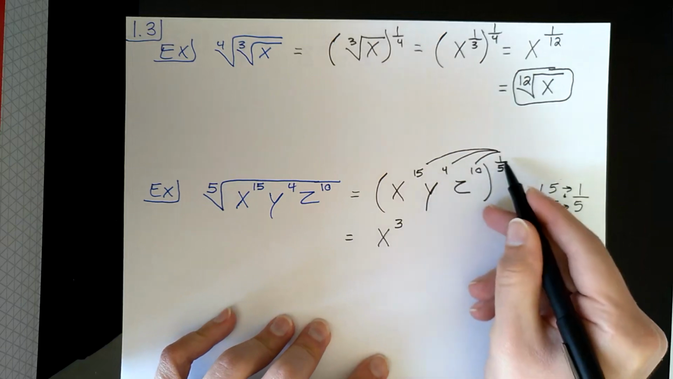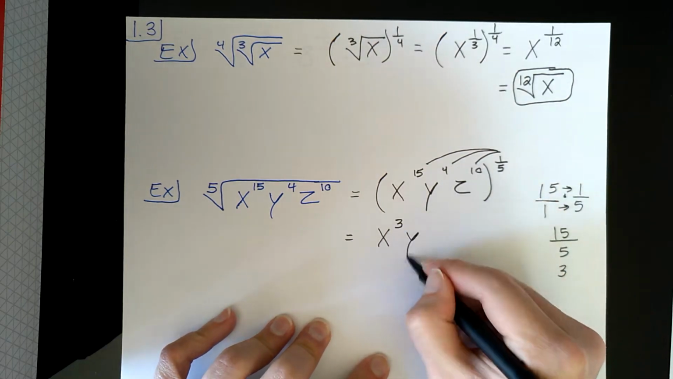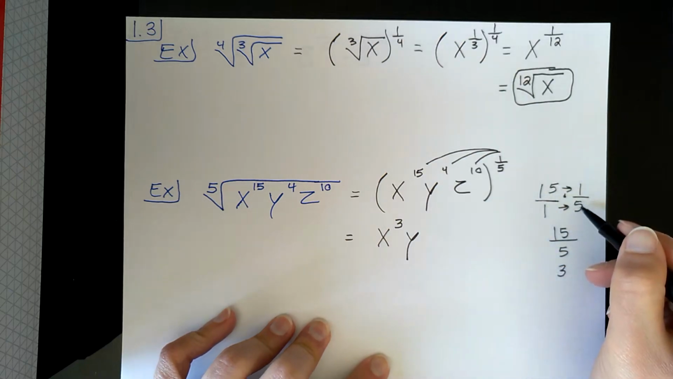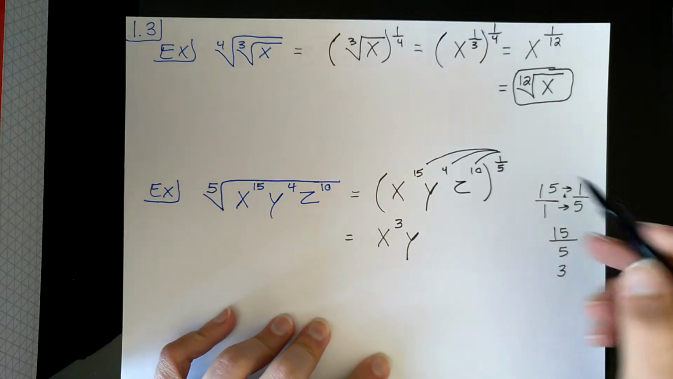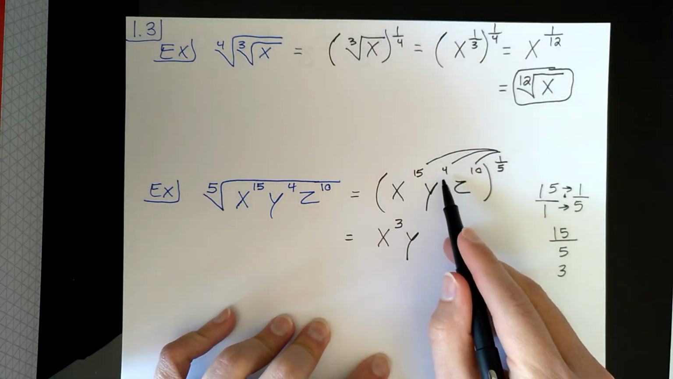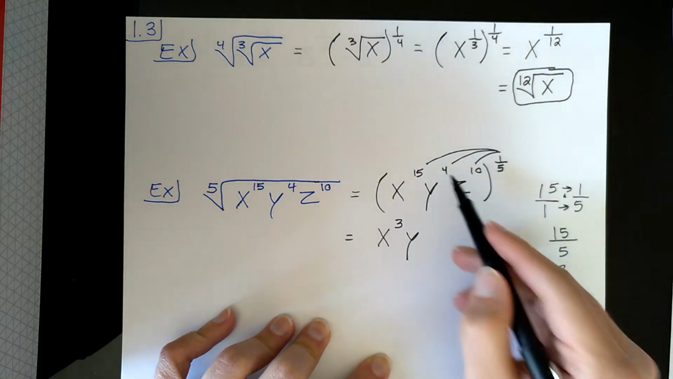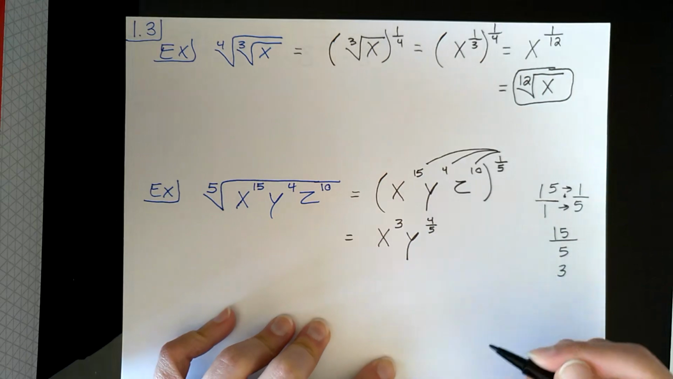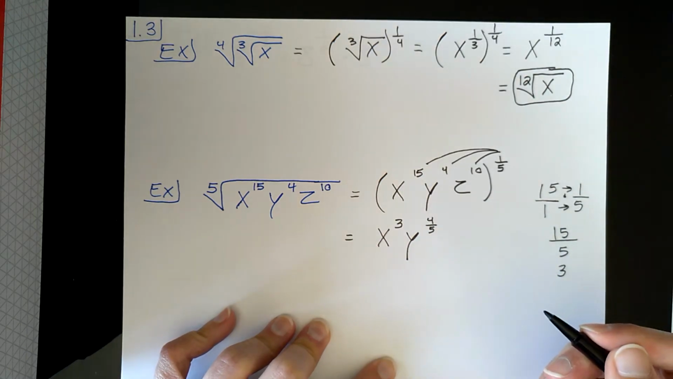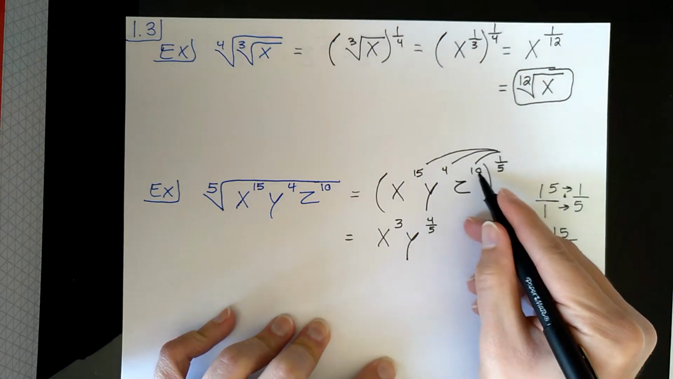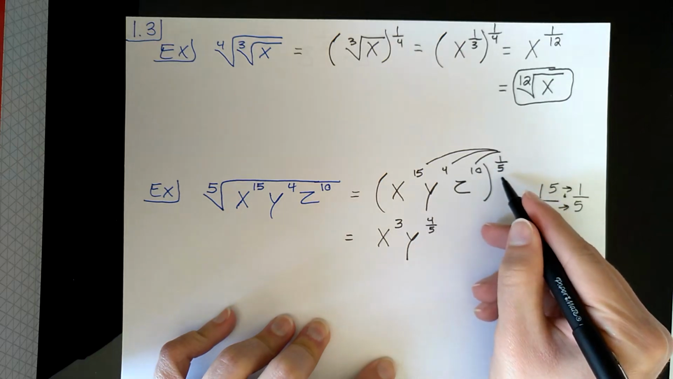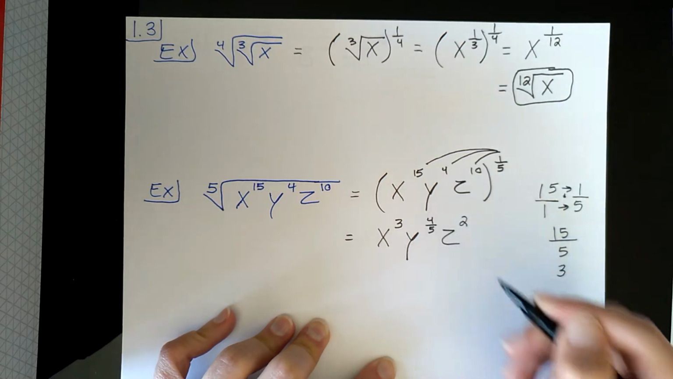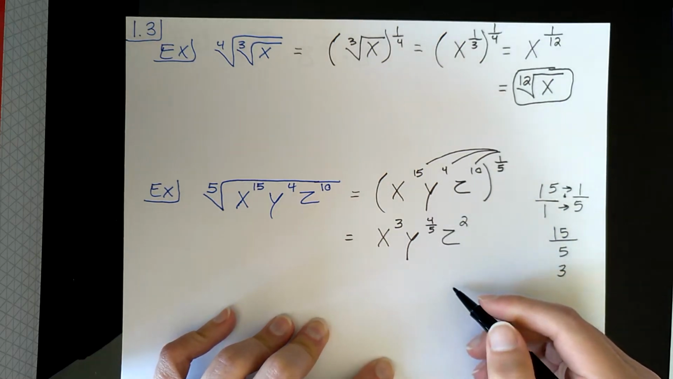Y to the 4th to the 1/5 becomes y to the... Go ahead and try this off to the side for just a moment. Well, hopefully you already did, actually. And when you do that, it's going to be the same process. 4 times 1/5 will give us 4/5. And then again, 10 times 1/5 will give us 10/5, or z to the 2nd.